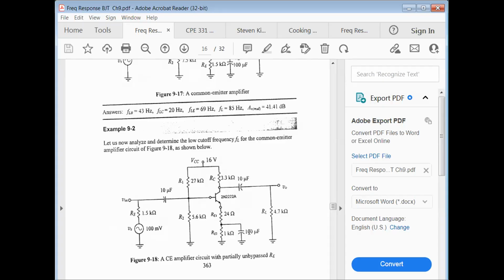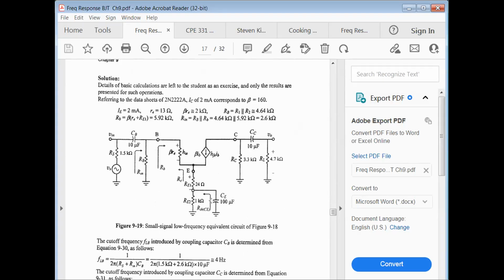Only the larger portion of it is bypassed by the CE capacitor, and this small part is still left here. So the question is, what does this do? Let's take a look at it. We go through and do the small signal, DC operating point analysis. We get IE is 2 milliamps. We can calculate little re, which is 1 over gm, of 13 ohms. Beta is 180, so beta times re gets us about 2K. Calculate our RB, which is R1 in parallel with R2. And R little b, which is beta times little re plus RE1, is about 5.9K.